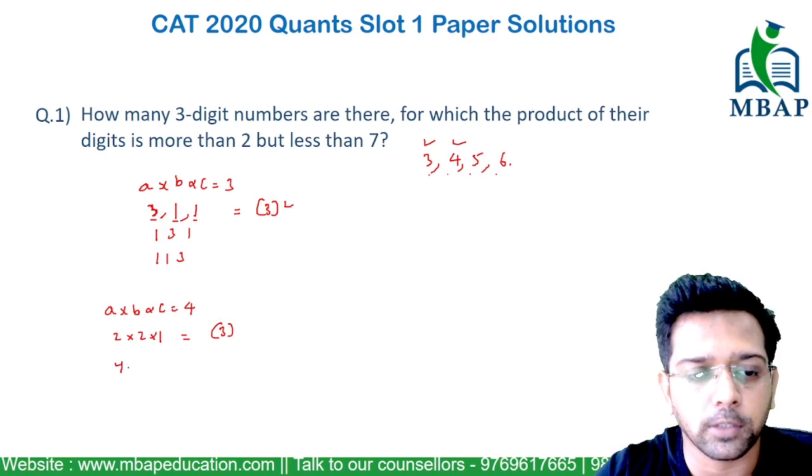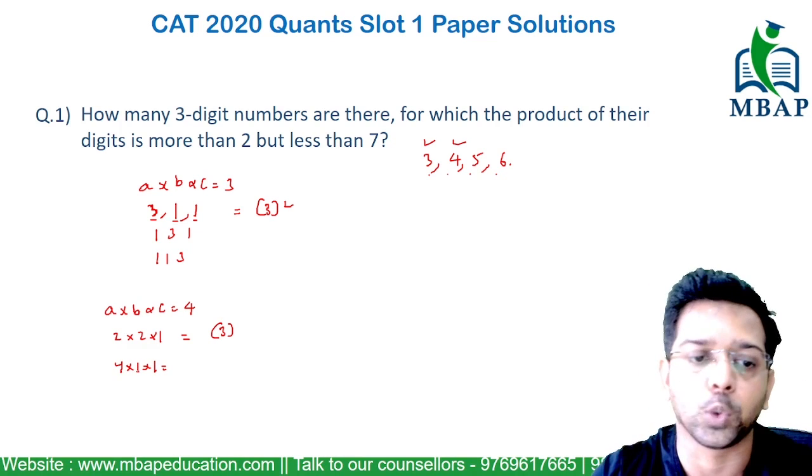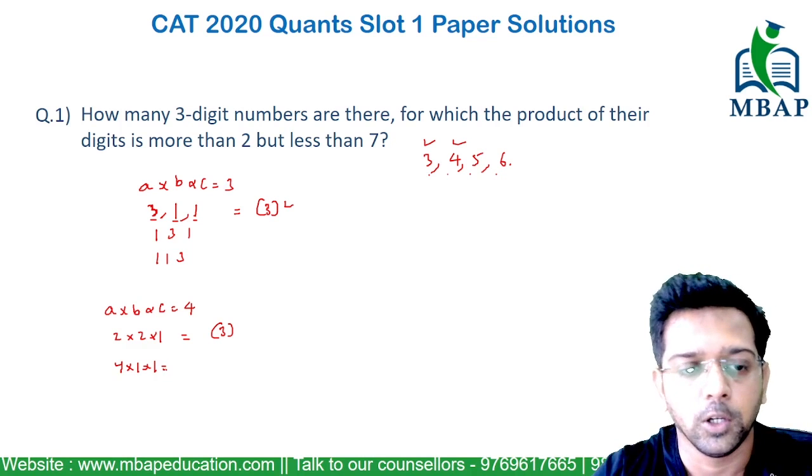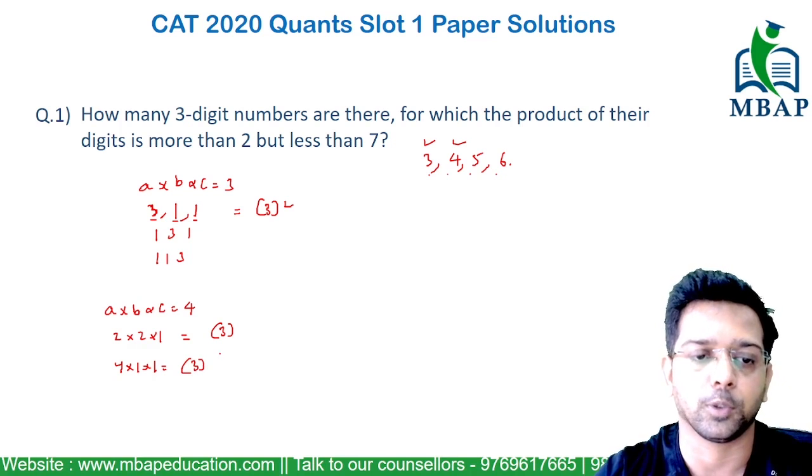There's also a case which is 4 into 1 into 1. Here 1 and 1 will be repeated. So 4, 1, 1; 1, 4, 1; 1, 1, 4 could be 3 more cases which are possible.